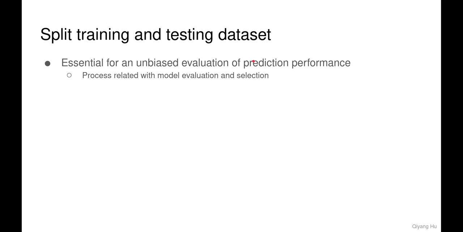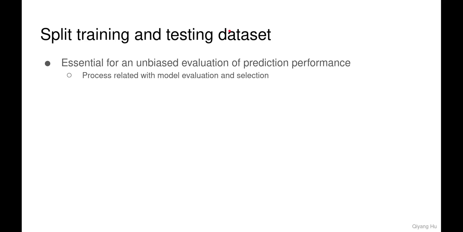We need to evaluate the model every time with fresh data that hasn't been seen by the model before. Our goal here is to get an unbiased evaluation. Unbiased evaluation means that you cannot evaluate the predictive performance of a model with the same data. So that's pretty important.